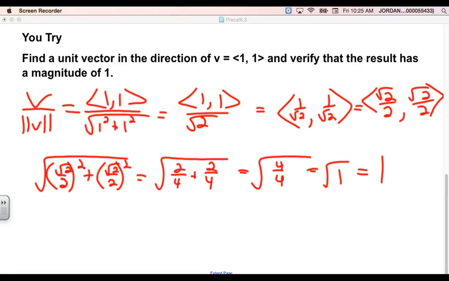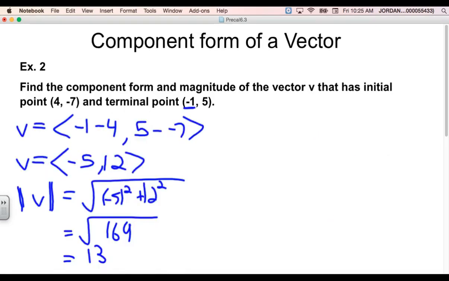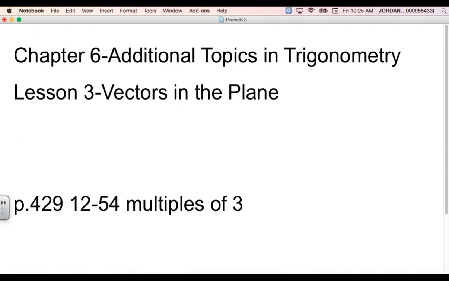Let me know if you guys have any questions on any of this, and I'll come around and help you. And you can go ahead and practice these problems right here on page 429.